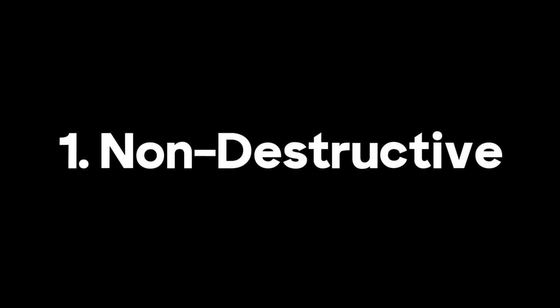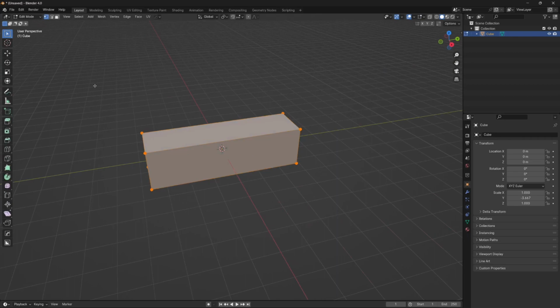One way is non-destructive, which does not affect the mesh and is editable at any time, and the second is destructive, so it directly affects the physical mesh itself. Let's start with the destructive way.